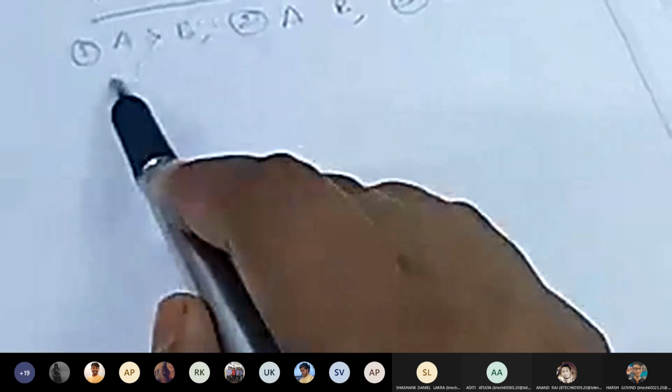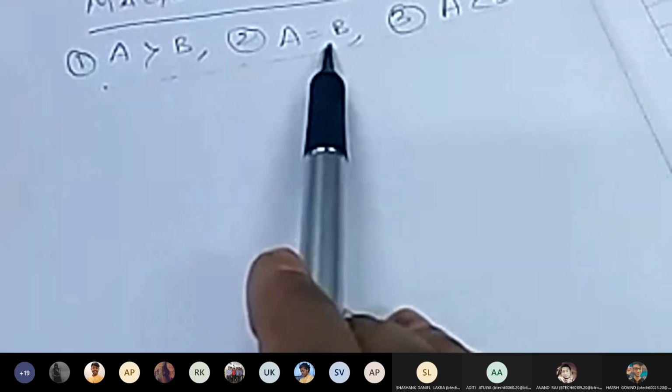So we know that a magnitude comparator has three cases: A greater than B, A equal to B, and A less than B. Here we are using a 4-bit magnitude comparator. In this, how many gates are we using? We are using AND gate, OR gate, and NOT gate.